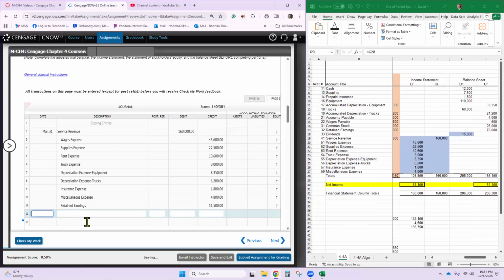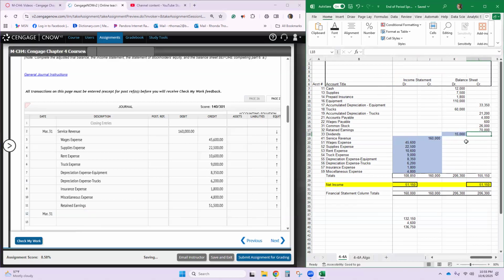Okay, now let's go ahead and do our last closing entry, right? So then that's the dividend. If dividend has a debit normal balance, how do we get dividend to go to zero? To get dividends to zero, we must credit it, and then we will debit retained earnings, for the same amount.